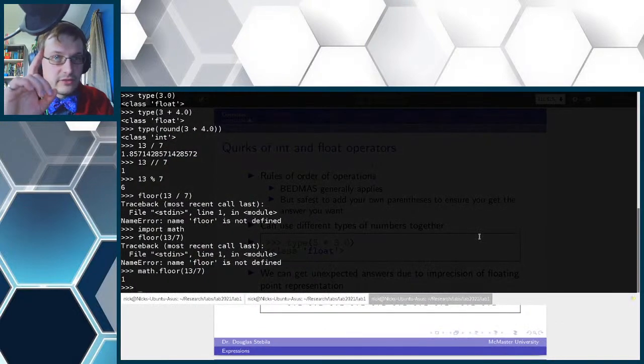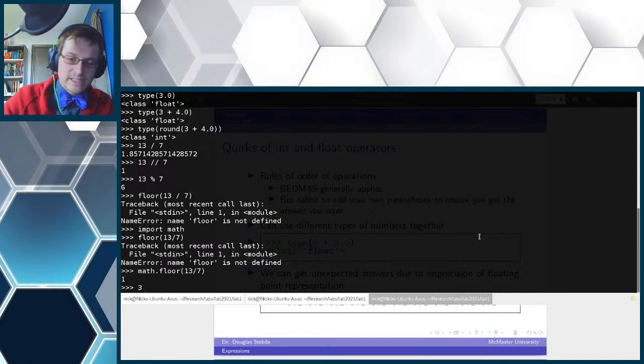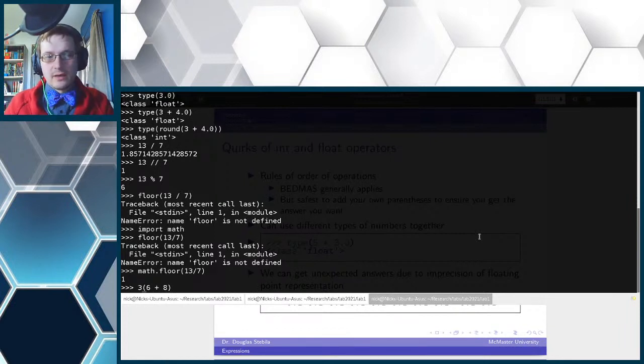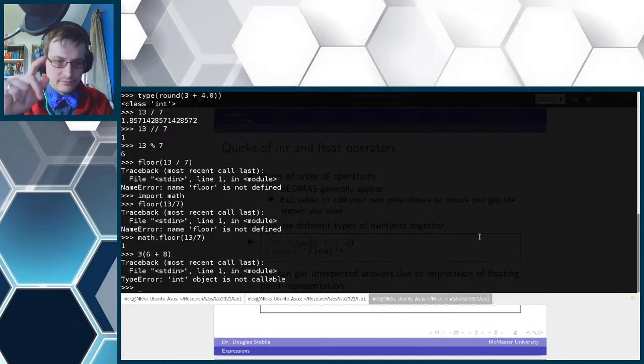One interesting little thing, one way in which programming in general does not operate the same way as mathematics: in mathematics you could do an expression like this, right? That would be 6 plus 8 times 3. However, if we try to execute this within Python, it says int object is not callable. So the problem is that when you have a function call, the programming language isn't that great at resolving the difference between a literal and a function name.